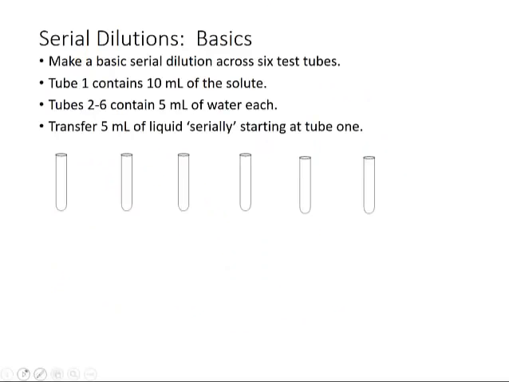Now, what about serial dilutions? Let's start with the most common and basic serial dilution, which is called a twofold. Basically what twofold means is we're cutting the concentration in half with each step. So let's take a look at this example. I'm going to make a basic serial dilution across 6 test tubes. Tube 1 has 10 milliliters, so let's mark that. Tubes 2 through 6 have 5 milliliters of water each. So 5 milliliters of water is going to be our diluent. That's our solvent. 5, 5, 5.